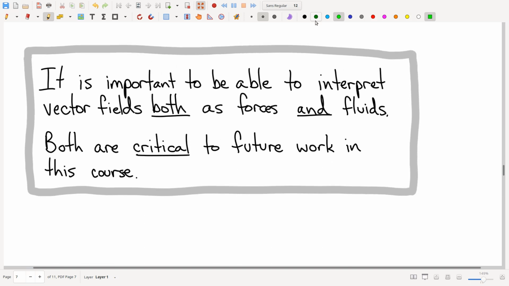Please don't make a choice between force fields like gravity and electricity, and fluid flow fields like stirred pots and stuff like that, photons, etc. Both of these are going to be really important in the course, so please do make sure to be comfortable with both of those examples.